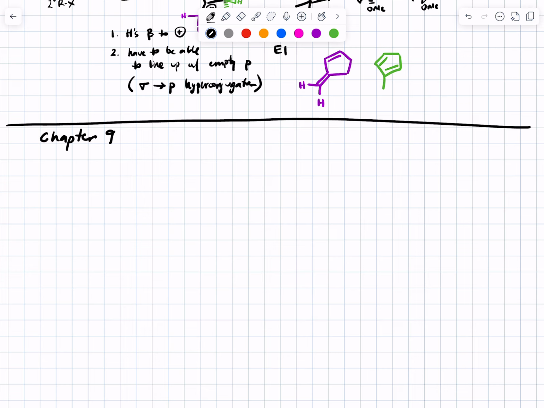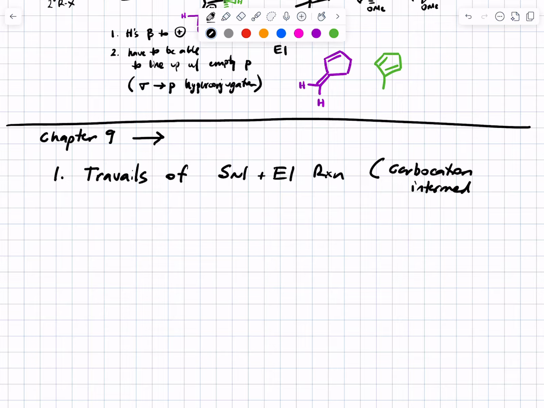So chapter 9, there are 2 main themes. Chapter 9 is about substitution and elimination reactions with alcohols. But one major theme of chapter 9 is the travails of SN1 and E1 reactions, basically anything that involves carbocation intermediates. There are problems associated with carbocation intermediates.